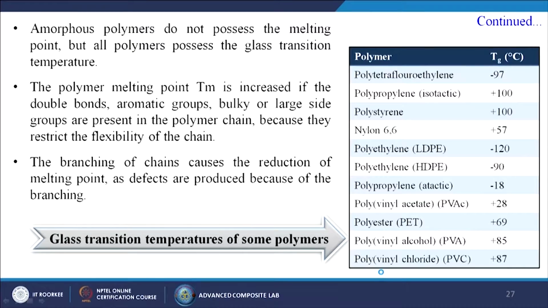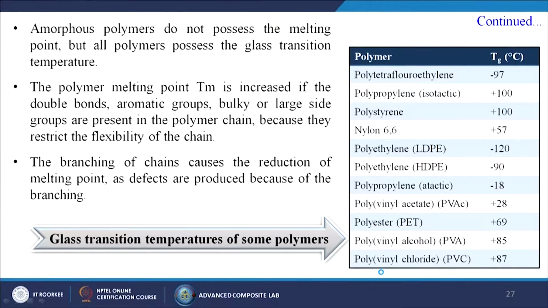So, amorphous polymers do not possess any melting temperature, as I already told you, but all polymers possess the glass transition temperature. As a thumb rule, the glass transition temperature of the polymer is around 10 to 15 degrees. The polymer melting temperature Tm is increased if double bonds, aromatic groups, or bulky, large side groups are present in the polymer chains, because they restrict the flexibility of the chain itself. Branching of the chain reduces the melting point, as defects are produced because of the branching.